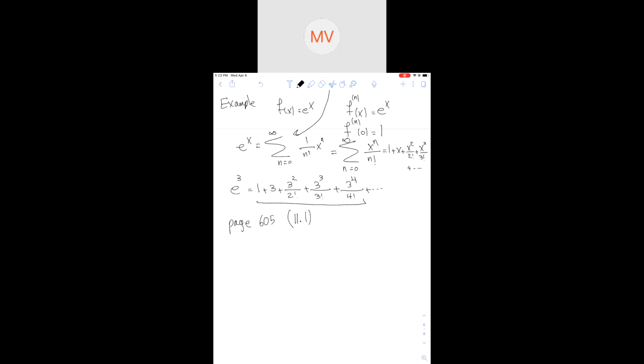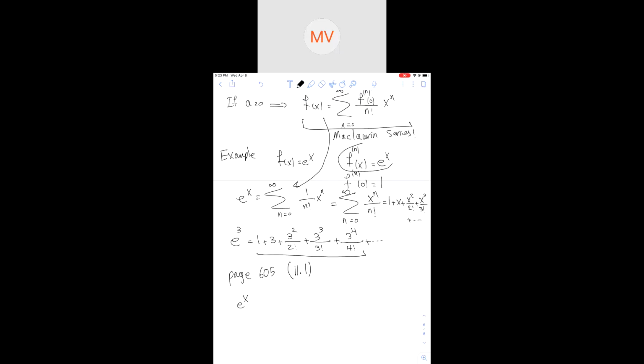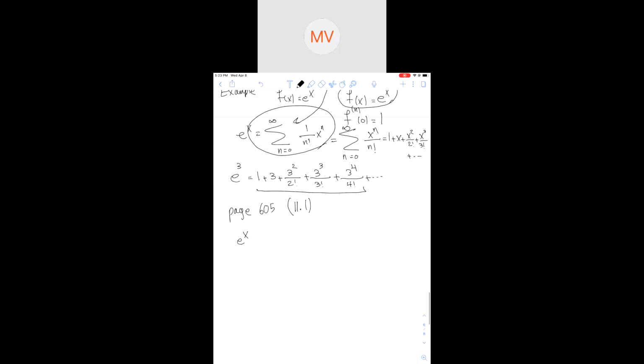I'm not going to write all of them down, but you can prove all of them by doing the same thing. As long as you can find the formula for the nth derivative of a function, you can write a power series for it just like that one.